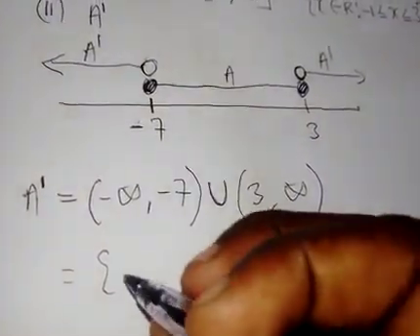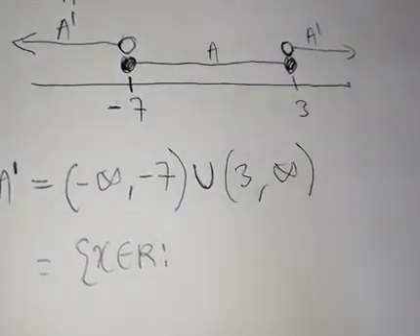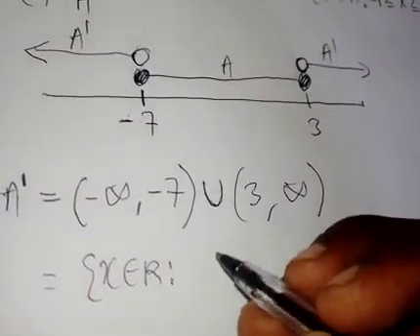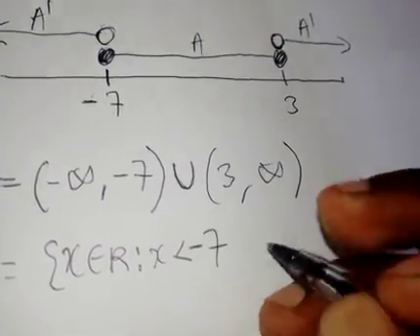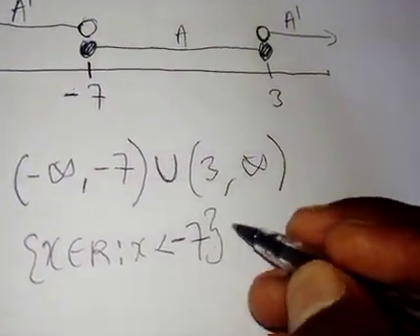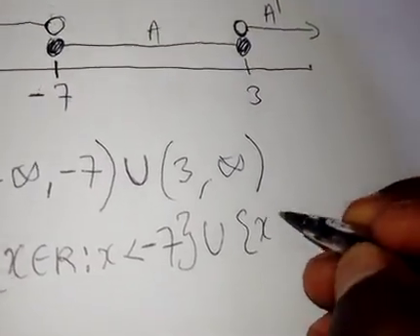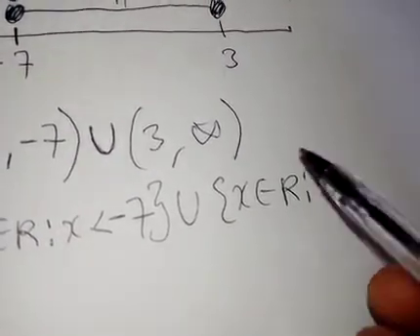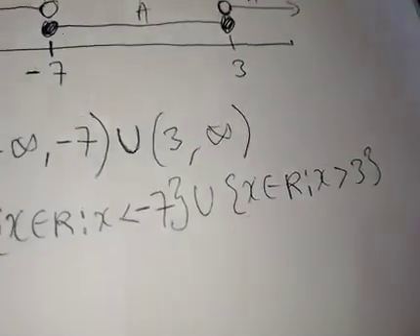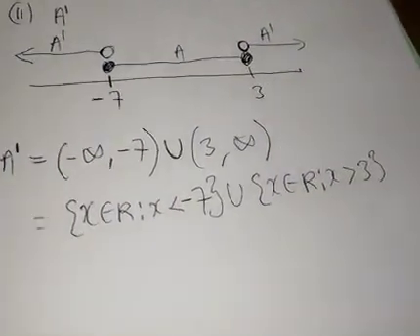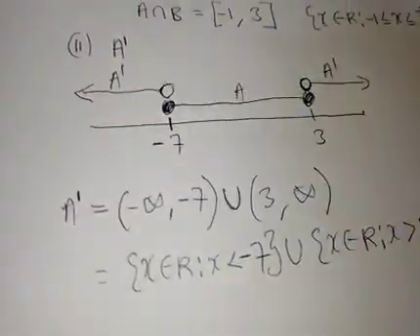So say X, a member of real numbers, such that X is less than negative 7, since we are going this side. Then separate them using union. Say X, a member of R, such that X is greater than 3. That's how you go about it. So that's it for the first question. Let's go to the next question.